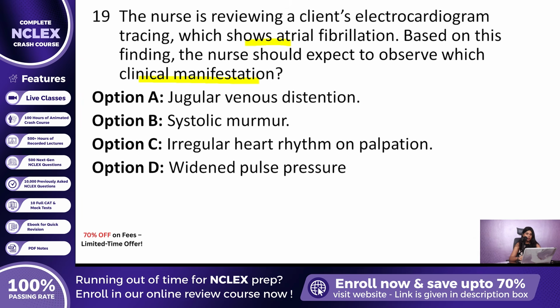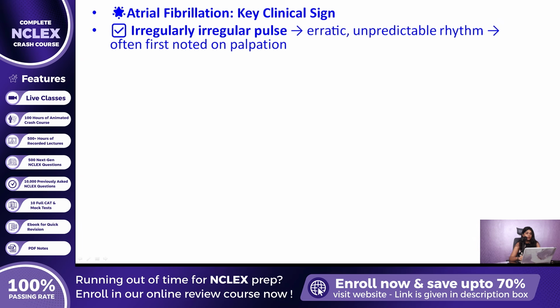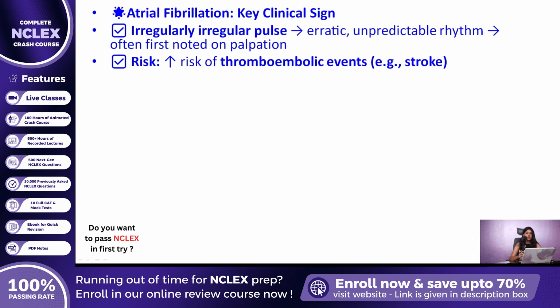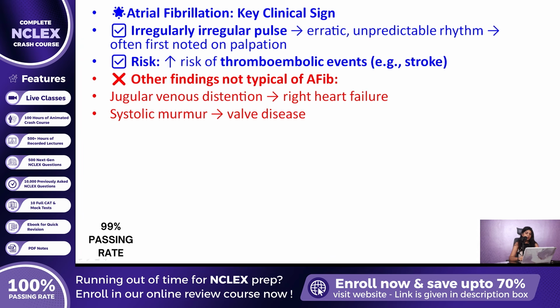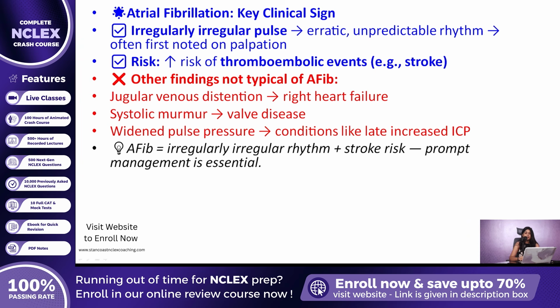The correct answer is option C, irregular heart rhythm on palpation. Here is why. Atrial fibrillation is characterized by an irregular pulse, meaning the heartbeat is erratic without a predictable pattern, and this is often noticed first when palpating the pulse. Jugular venous distension is more typical of right heart failure. Systolic murmurs are linked to structural valve disease, and widened pulse pressure occurs in other conditions such as late increased intracranial pressure. The key point is that atrial fibrillation presents as an irregular rhythm and increases the client's risk for thromboembolic events like stroke.